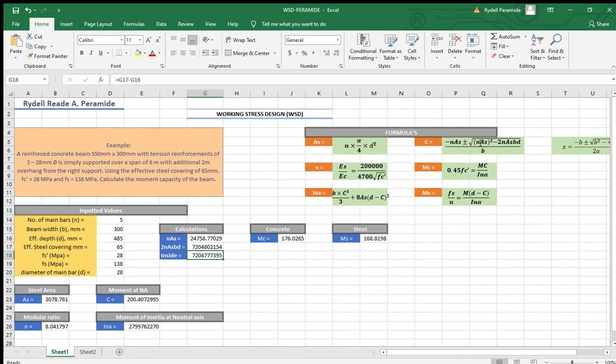So, the next thing to do is to calculate the whole inside. We will subtract: nAs squared minus 2nAs bd here, and we will get the answer of 72047777395.